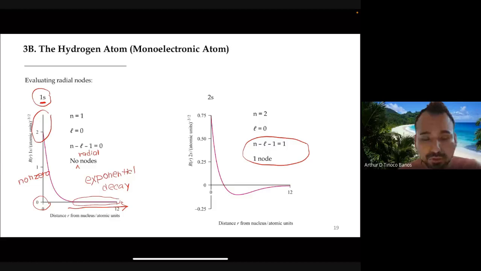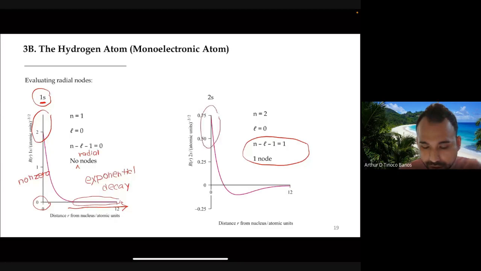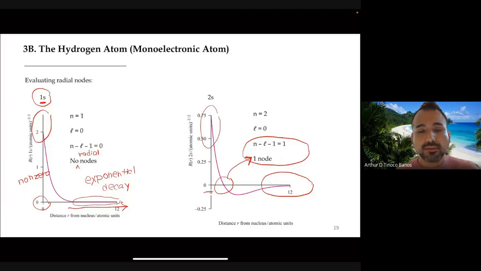So we have the wave function. Again, we have a non-zero value at r equals 0. We have the exponential decay, okay? But we also see that we actually do cross the value of 0. And so that is our 1 node. All right, keep that in mind. You guys are doing very well.